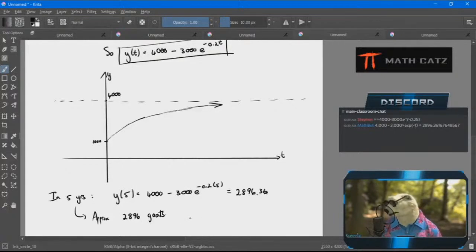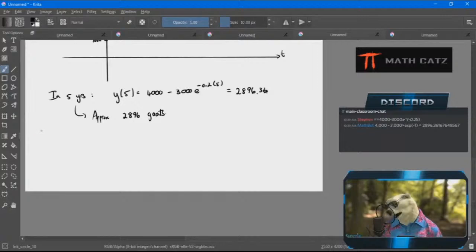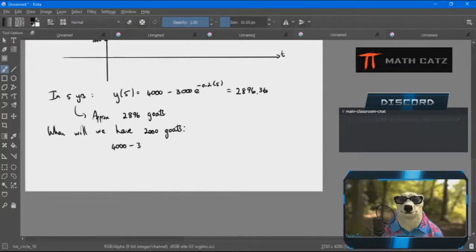Now we can add to this question. Instead of doing brand new questions, we could just add some more questions here. When will we have, let's say, 2,000 goats? Then I want to solve for my time value when the y value target is 2,000. So I simply set y of t equal to 2,000. So that means e to the negative 0.2t. Feel free to break it up into more steps and pause and think about it if you're watching this after the fact. I want to move this to the right, 2,000 to the left, to get 2,000 over 3,000.